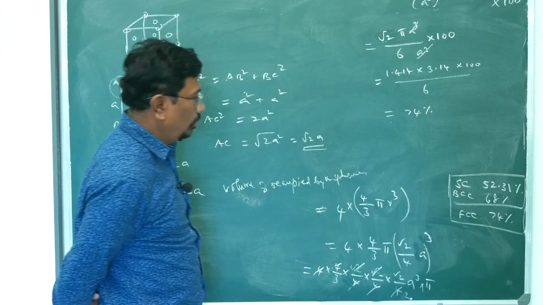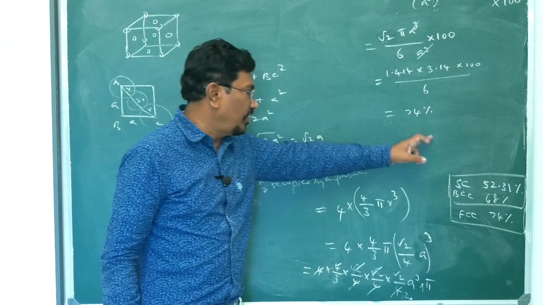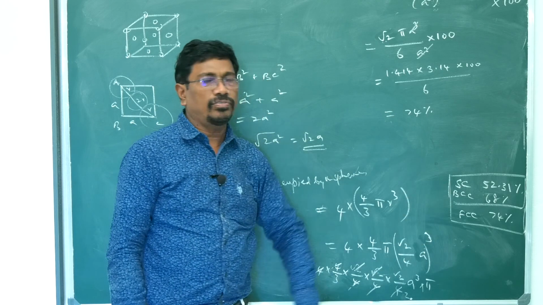So in simple cube, it is only 52.31% packed. For BCC, 68% packed. For FCC, 74% packed. That is about packing efficiency of different types of cubic unit cells.